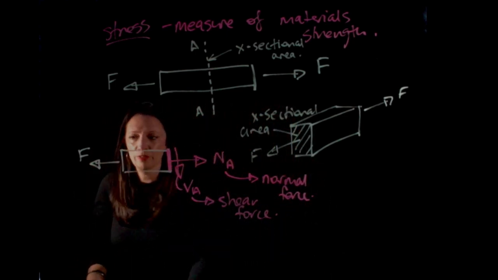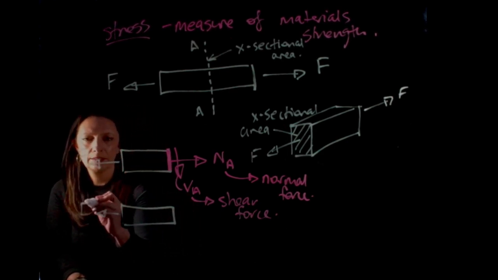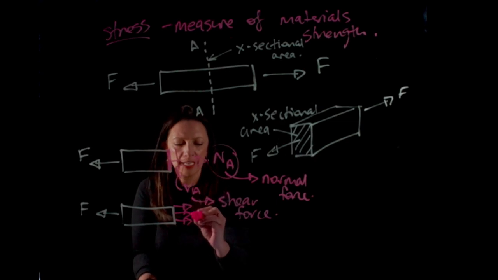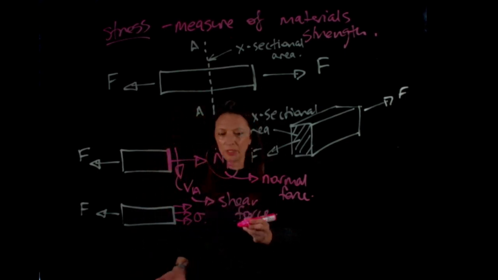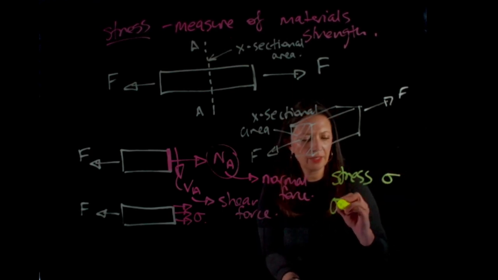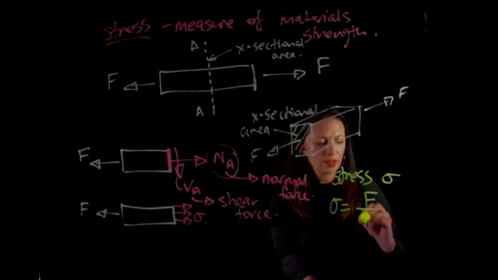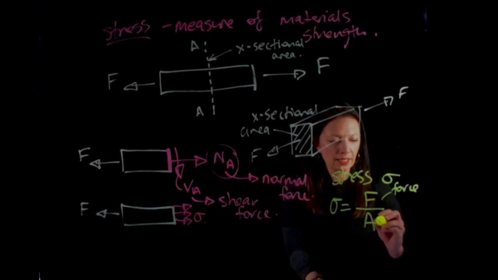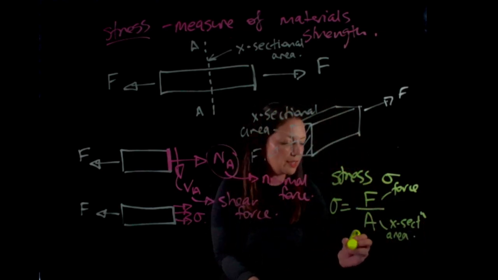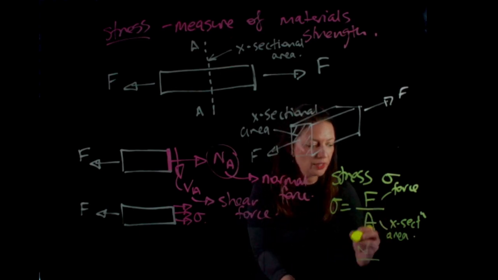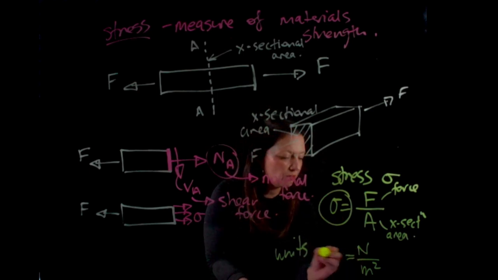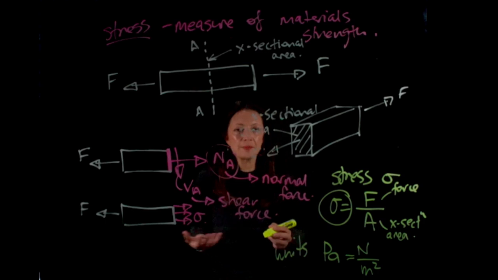So I can redraw that to be F, and from my normal force, I'm going to have a stress acting on that surface. So I can say that stress, sigma, equals the force divided by the cross-sectional area. So that's my force, and this is my cross-sectional area. And what are our units? The units for force is newtons. The units for area is meters squared, and that means that we can relate that back to a pascal. So stress is measured in pascals.